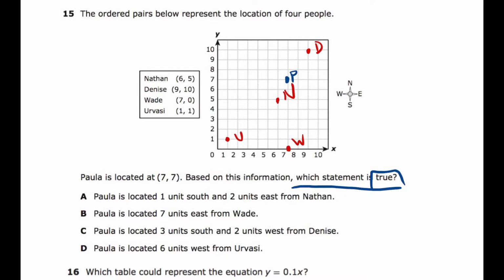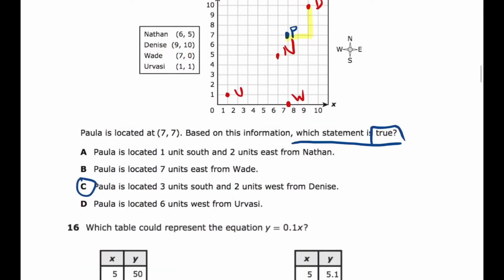Paula is 7 units east from Wade. So here's Wade. I go 7 units east. Nope. Didn't work. Paula is 3 units south, 2 units west from Janice. So here's Janice, 3 units south, 1, 2, 3. And then 1, 2 units west. That looks like that works. And then the last one, 6 units west from here. And nope, that doesn't work. So my valid answer choice, the only one that makes any sense at all, is answer choice C.